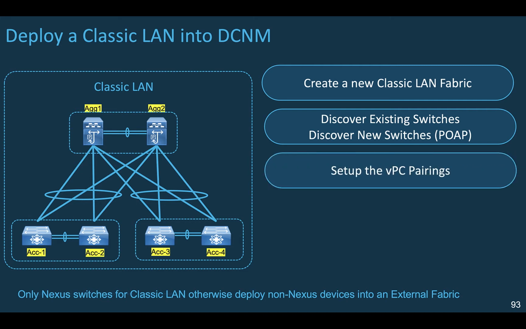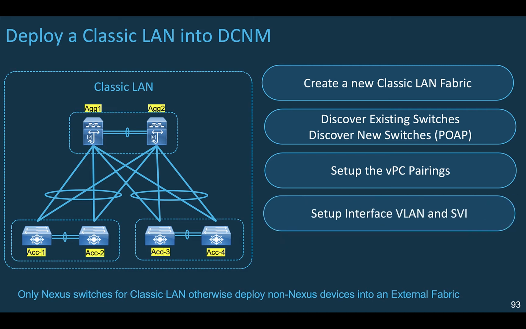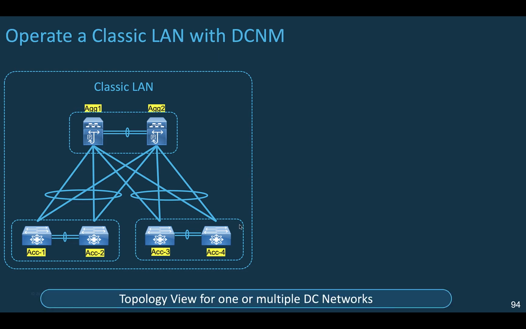If needed, you can initiate the VPC pairing after the import, or you can do this afterwards. You can configure the interfaces, port channels, VLAN, HSRP, SVI, or again, this action can be achieved later, so it's optional if you want. And then you save and deploy your Classic LAN fabric, right?